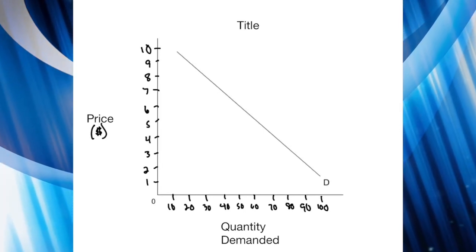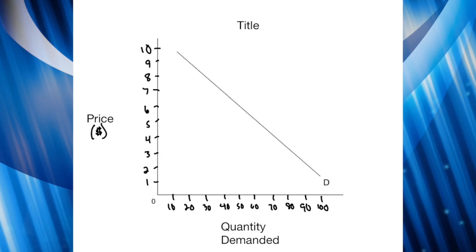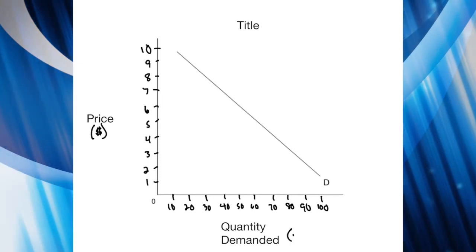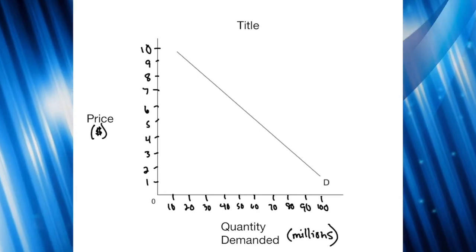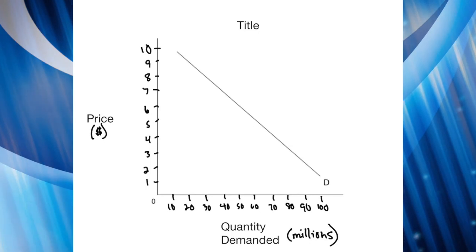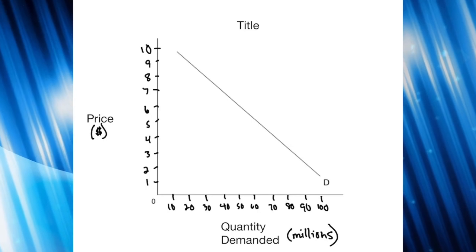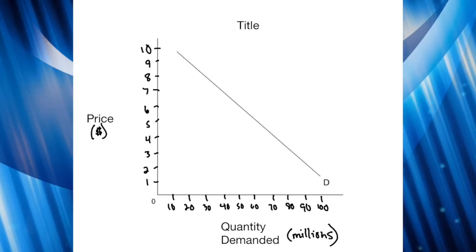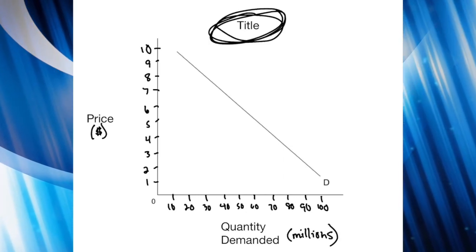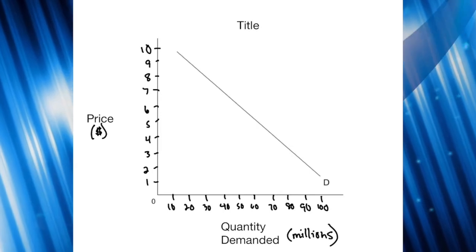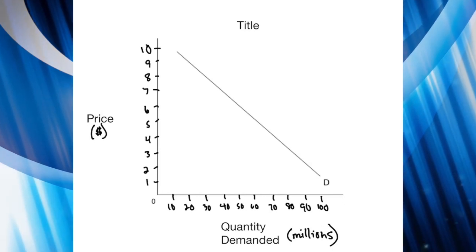Now, let's say that this isn't necessarily in actual hundreds, but for whatever reason, we're talking in the quantity of millions. So instead of writing 10 million, 20 million, 30 million, you write quantity demanded, and then in the parentheses, you just write millions there. Okay. Make sure that you have the title, and that's going to be like demand for bread, demand for corn, whatever it is, but make sure that you have that title as well.